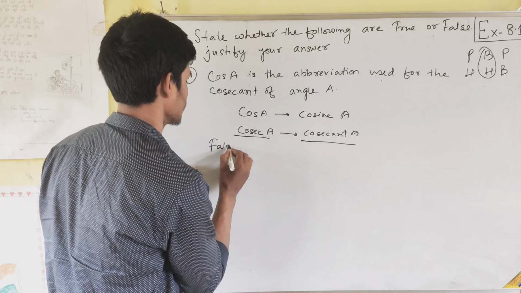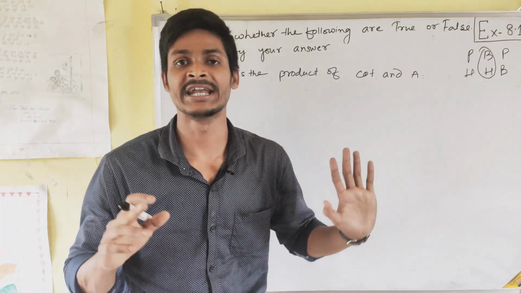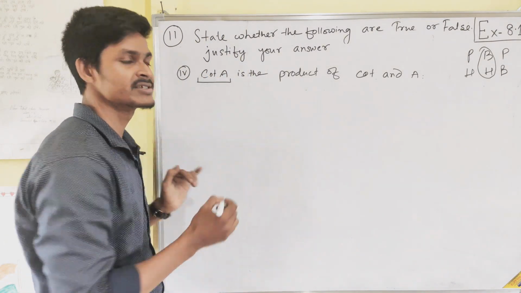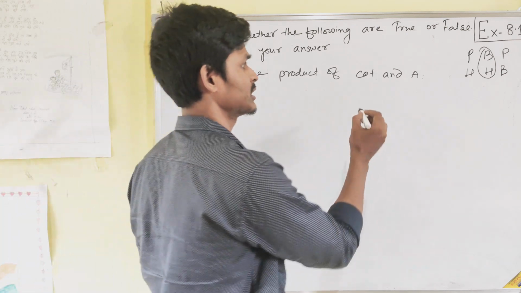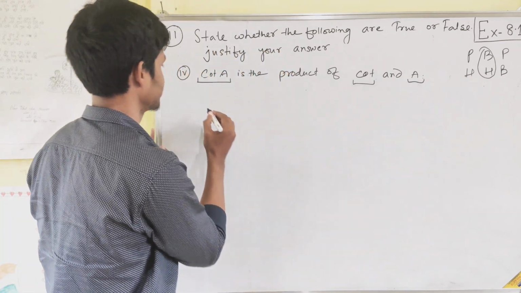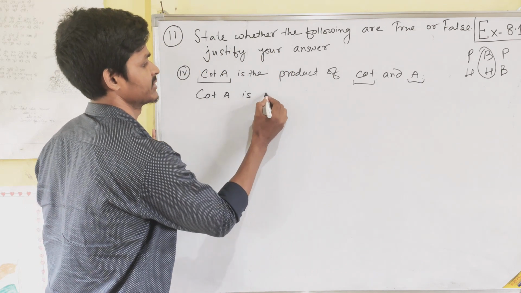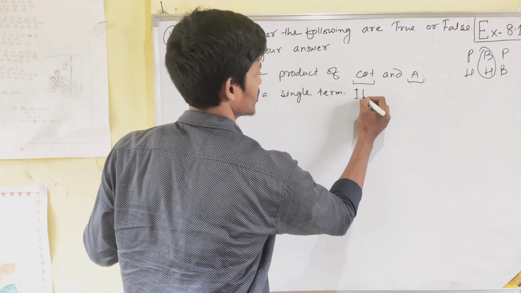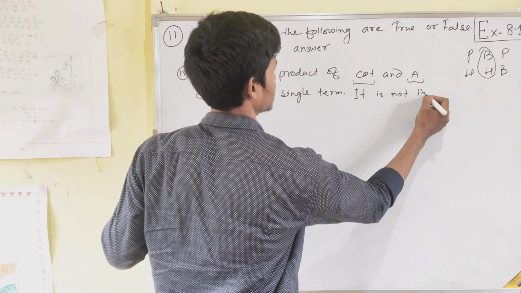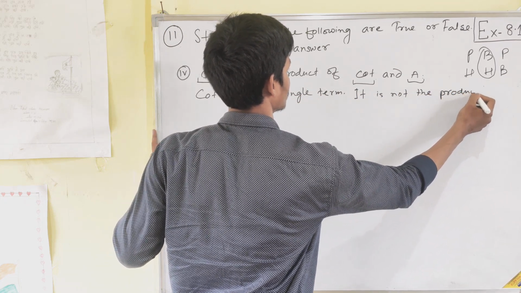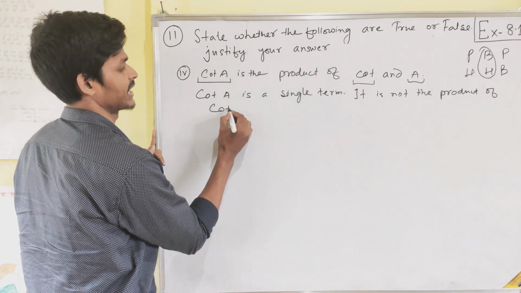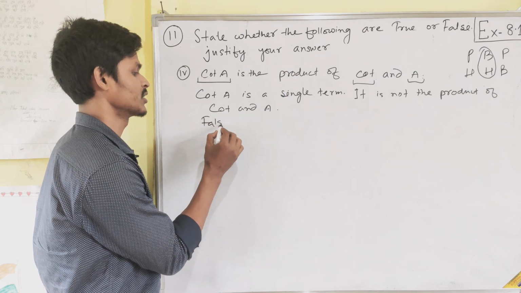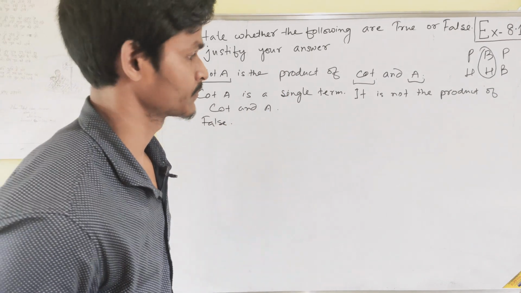You all know cosec A is the abbreviation of cosecant A. So this is false. Next: cot A is the product of cot and A. Is this true or false? This is false. Why? Because cot A is a single term. It is not the product of cot and A. So you write here, cot A is a single term, it is not the product of cot and A. So this statement is false. Okay.